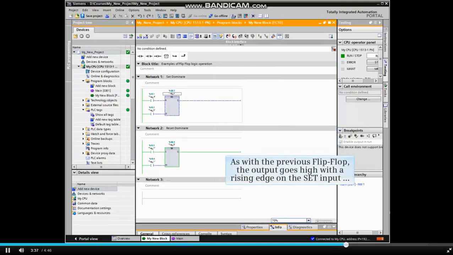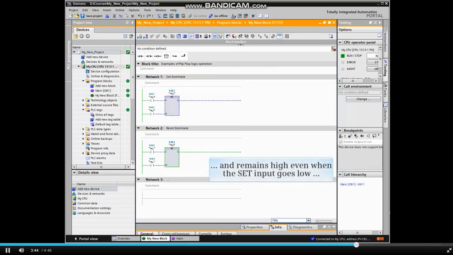As with the previous flip-flop, the output goes high with a rising edge on the set input, and remains high even when the set input goes low, until a rising edge is detected on the reset input.